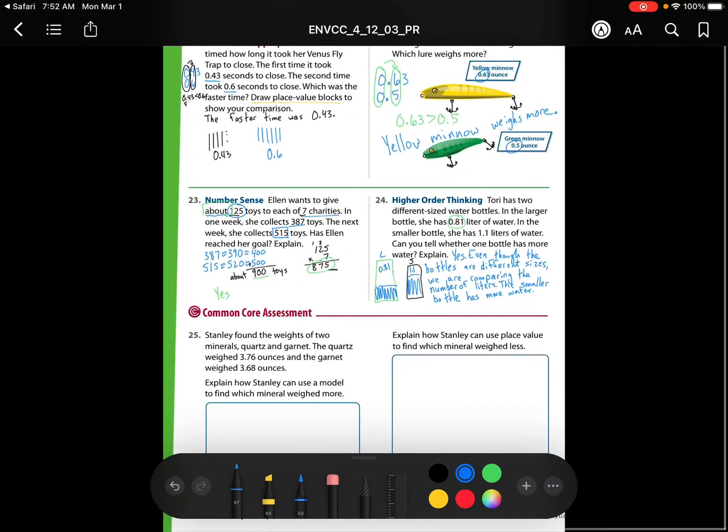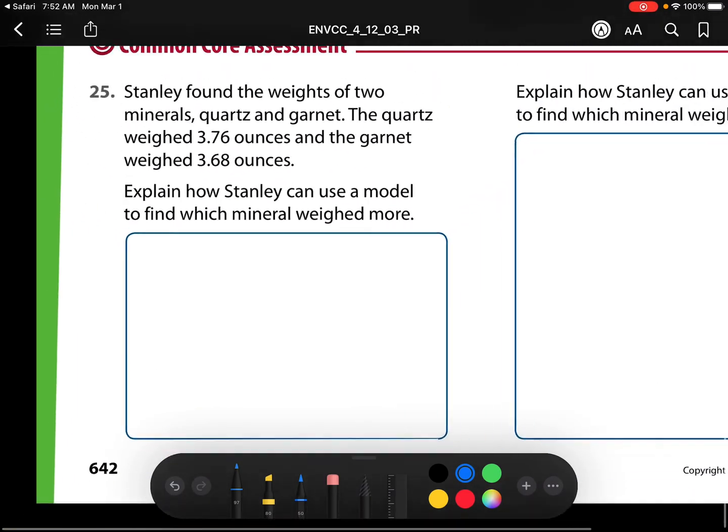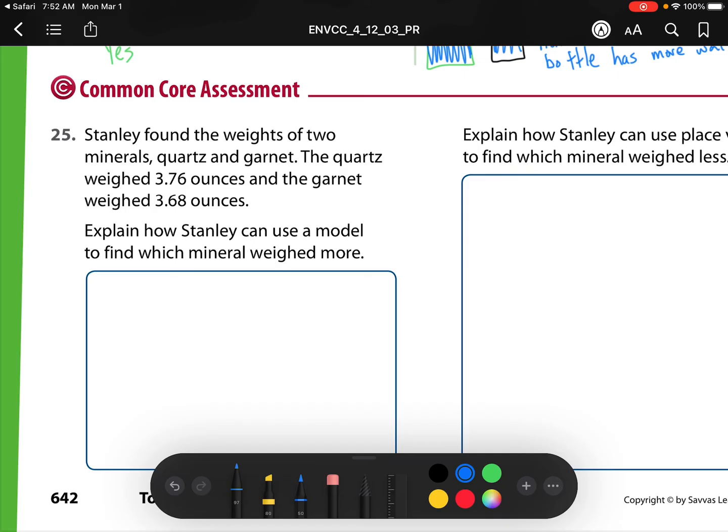Now off to 25. We only have 2 more. Stanley found the weights of 2 minerals, which were quartz and garnet. The quartz weighed 3 76/100 of an ounce, and the garnet weighed 3 68/100 of an ounce. Explain how Stanley can use a model to find which mineral weighed more. Now, it doesn't say draw a model, it says explain how.